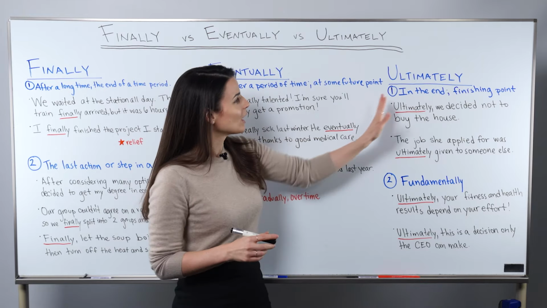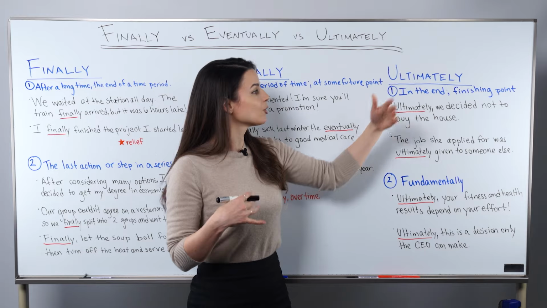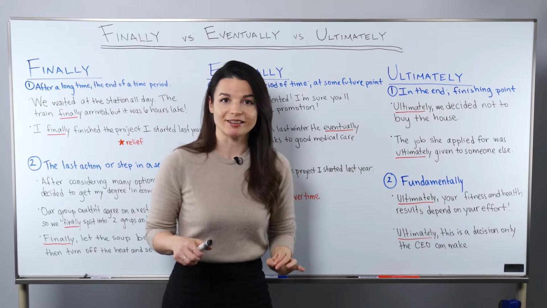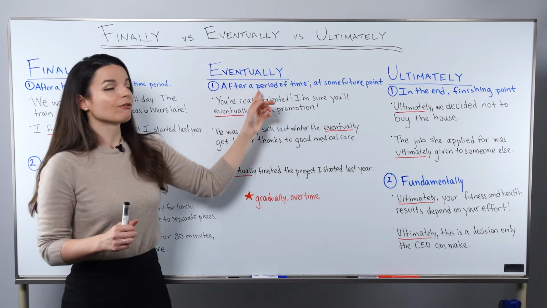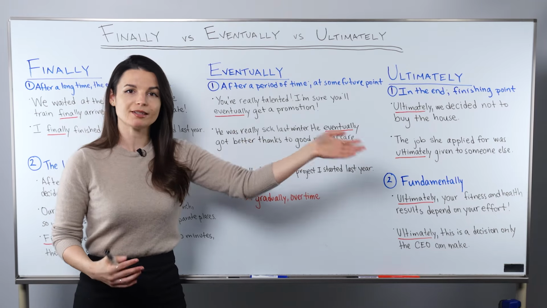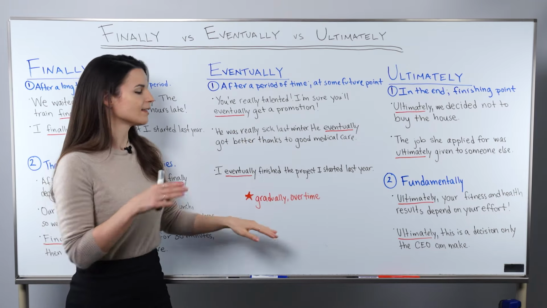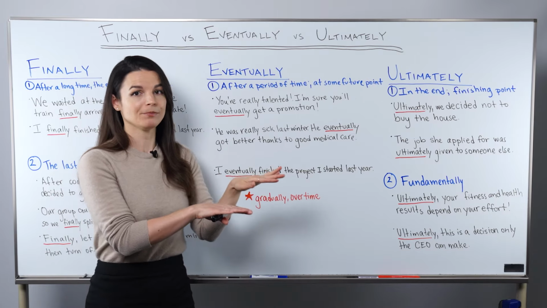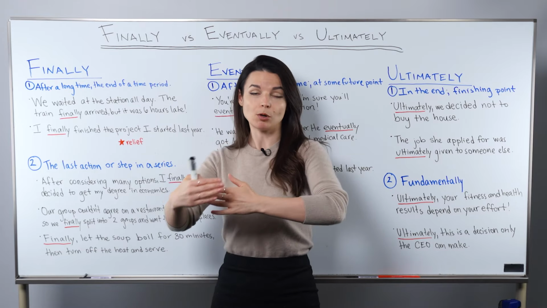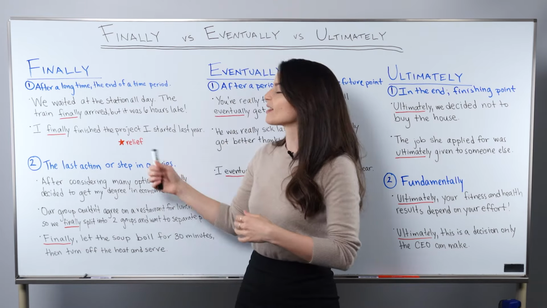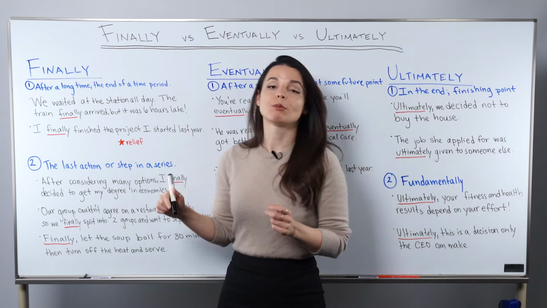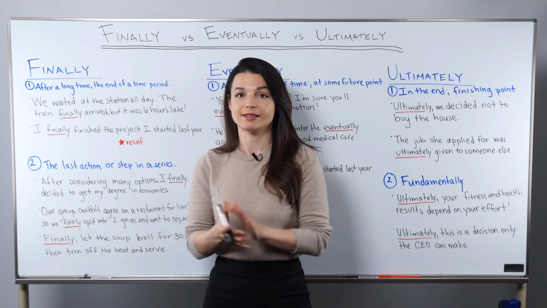So to recap, we can use ultimately to mean in the end, to refer to a finishing point after lots of consideration, and to mean fundamentally. We use eventually to refer to something that happens after a period of time or at some future point. And the key to remember here is that it's something that happens gradually over time. And we talked about how to use finally to mean after a long time or at the end of a period to express relief that that thing is done. And we also talked about using finally to refer to the last action or the last step in a series.